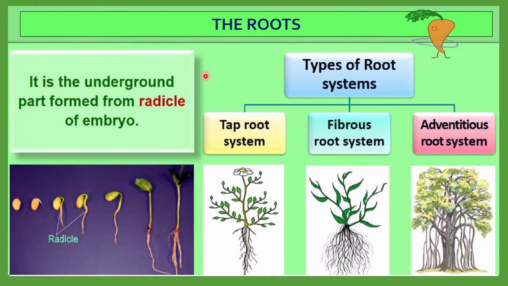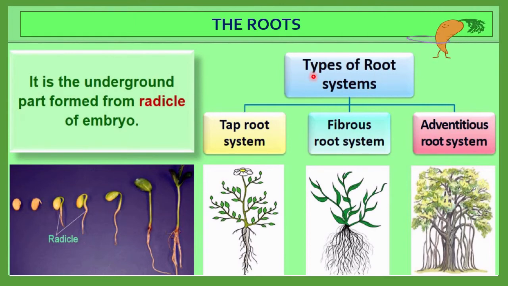So let me discuss more about the roots. It is the underground part formed from the radicle. So you must remember, this is the radicle portion which is present in the seeds. Inside the seed there is a radicle in the embryo. So it is the underground part and it will be formed from the radicle portion of the embryo. So you must be clear about this. Roots are the structures which will be formed from the embryonic region, and that is the radicle. So here you can see the radicle structure.